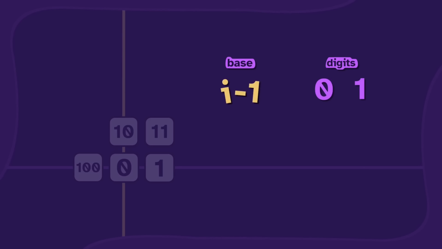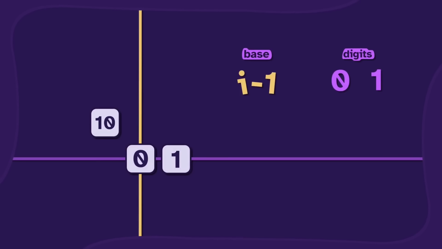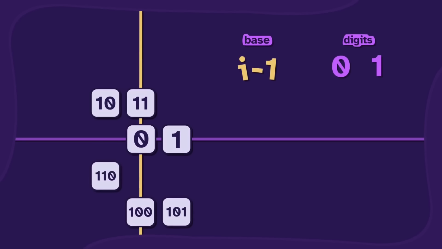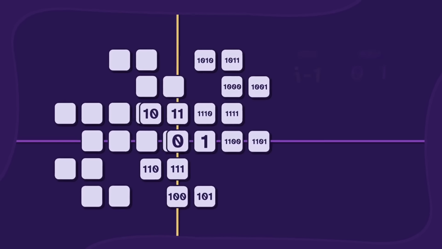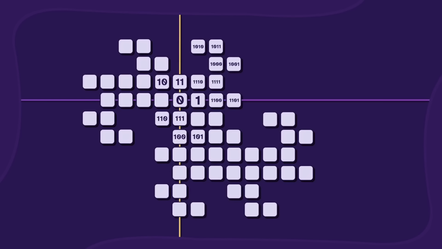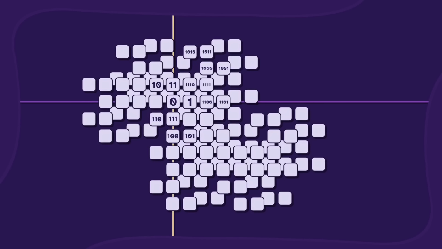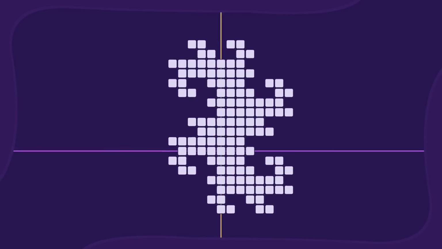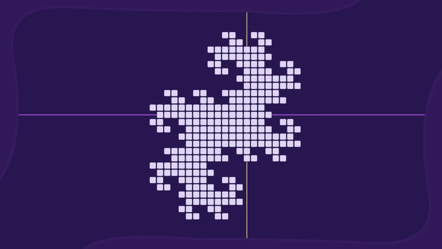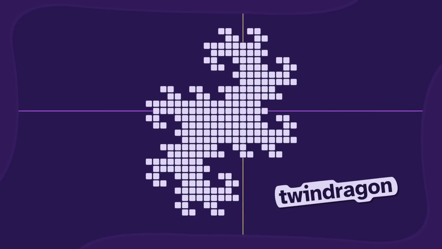Instead, we can use base i minus 1, which is right here. It's the new 1, 0. And then here is 1, 1. Then we can add in the 5-digit numbers, and the 6-digit numbers, and the 7-digit numbers and the 8-digit numbers. It makes this swirly fractal called the twin dragon.